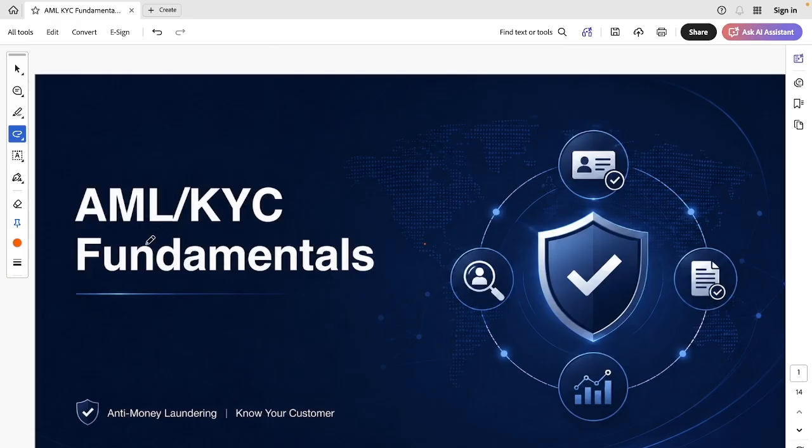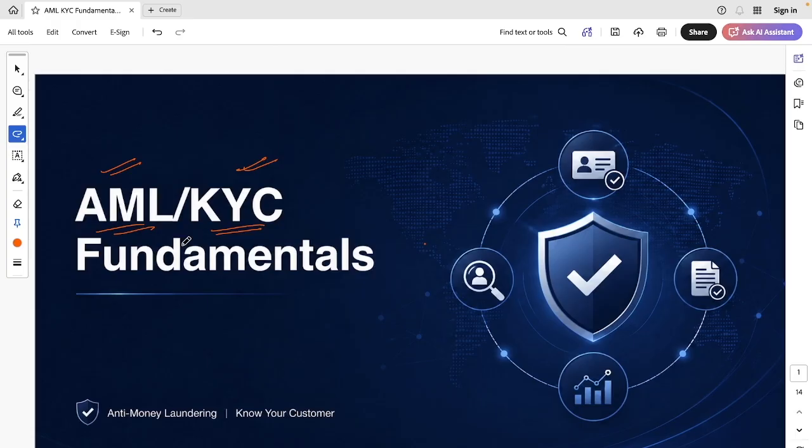Today we will be discussing the fundamentals of AML and KYC. I hope most of you have already heard about these two terms, AML and KYC. AML is anti-money laundering, and KYC is know your customer. These two terms are very significant and very important from the banking point of view.